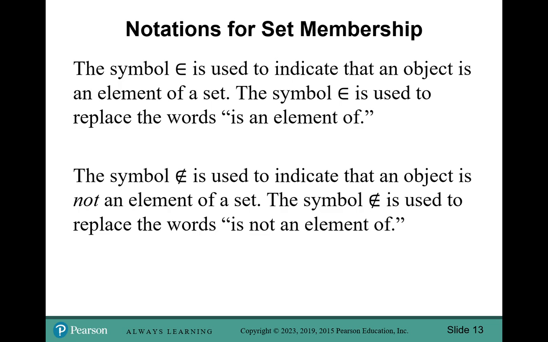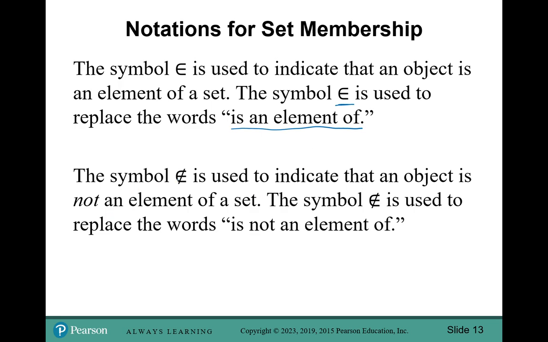So let's look at notations now for set membership. The symbol, which almost looks like a small capital E here, is used to indicate that an object is an element of the set. Kind of makes sense that it looks like a small e, right? The symbol, element, is used to replace the words "is an element of." So we will use this symbol, which essentially looks like a fancy little capital E, to replace the words "is an element of."